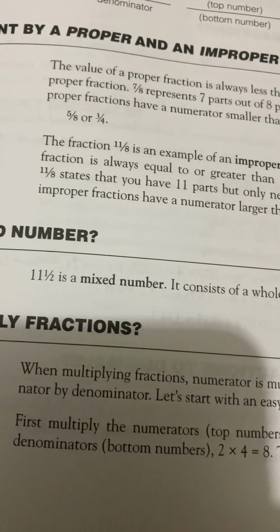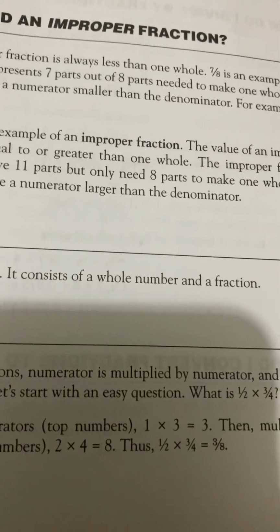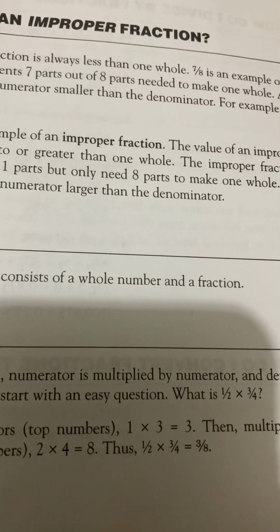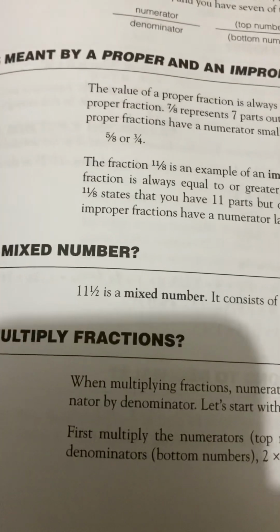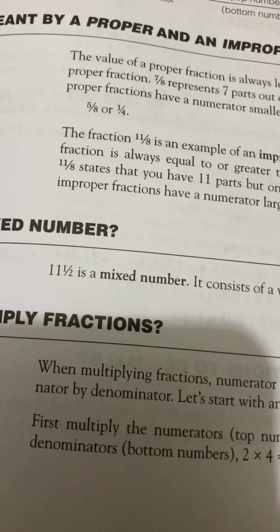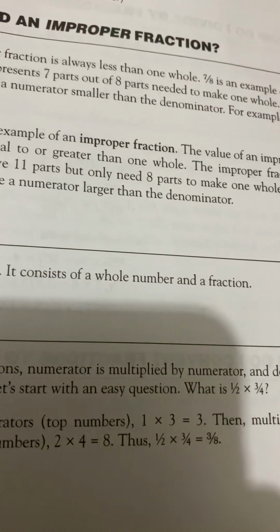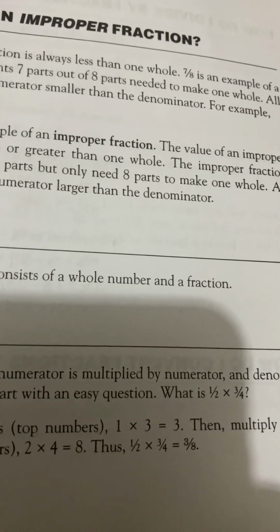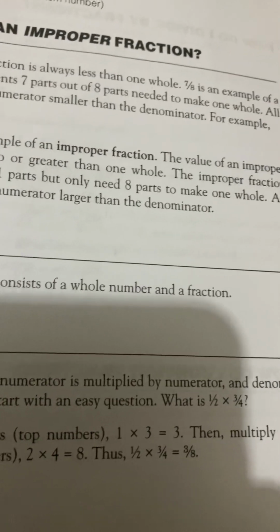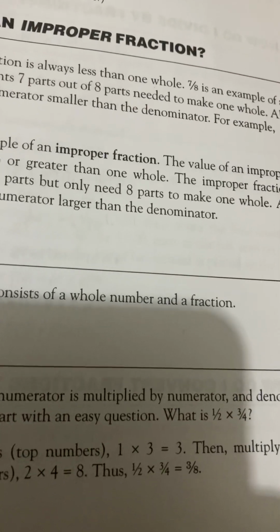First, multiply the numerators, which are the top numbers. 1 times 3 equals 3. Then multiply the denominators, which are the bottom numbers. 2 times 4 equals 8. Thus, 1/2 times 3/4 equals 3/8. End of page.